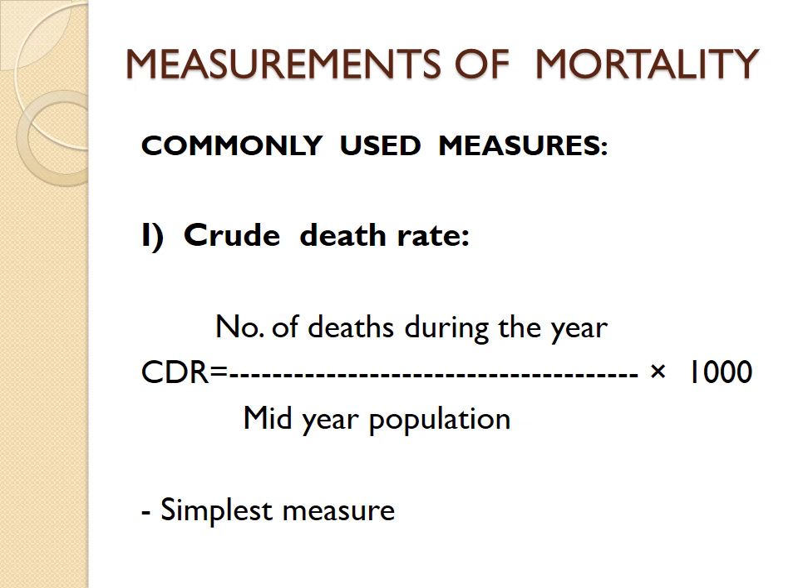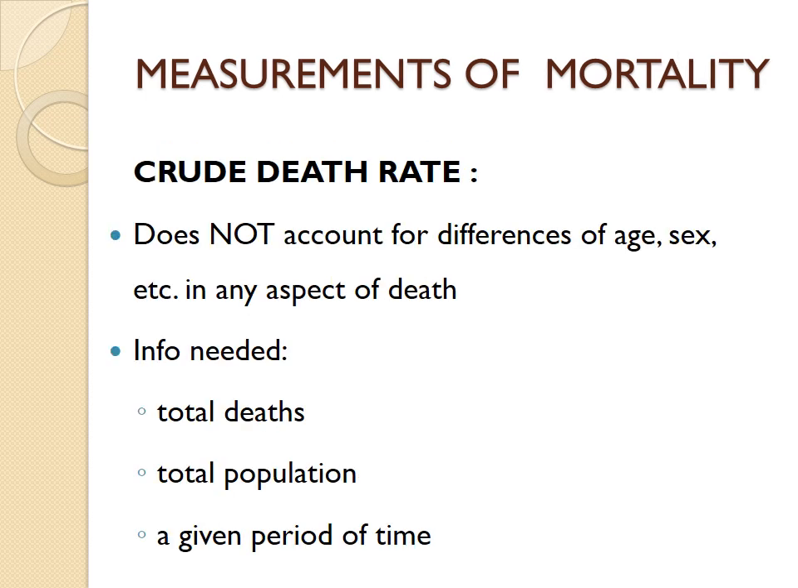It is the simplest measure of mortality rate, but it does not account for differences of age, sex, etc. in any aspect of death. It only considers the total population. So the information needed is the total number of deaths, the total population, and a given period of time.